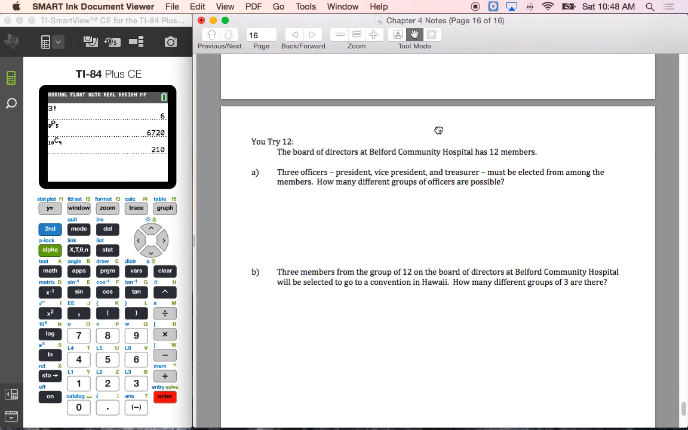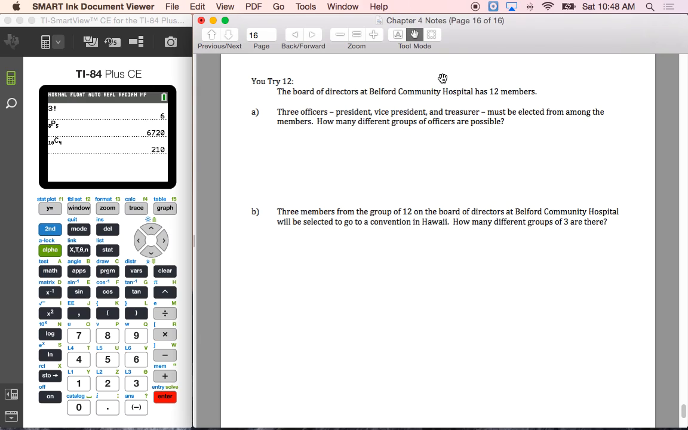You will not be required to find those by hand. It is fine if you just use your calculator, but you need to know how to use your calculator to do that, so make sure you're practicing those. I want you to hit pause and do A and B for me.